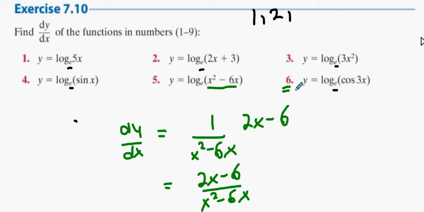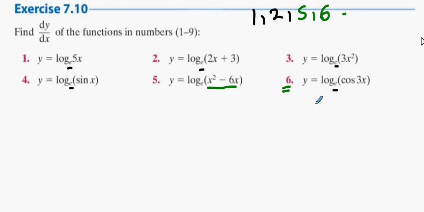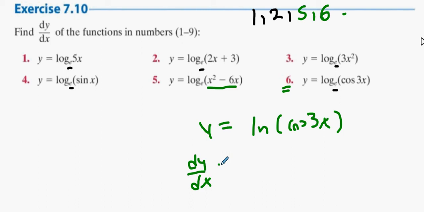Question 6, off you go. What Oscar asked me earlier was, he's wondering what happens when I change this into ln cos 3x. I haven't differentiated yet, but basically ln means log base e. Now do that trick I told you earlier: 1 divided by what it is, differentiate what it is. 1 over cos 3x. Yeah. Minus sin 3x, because cos turns into minus sin.